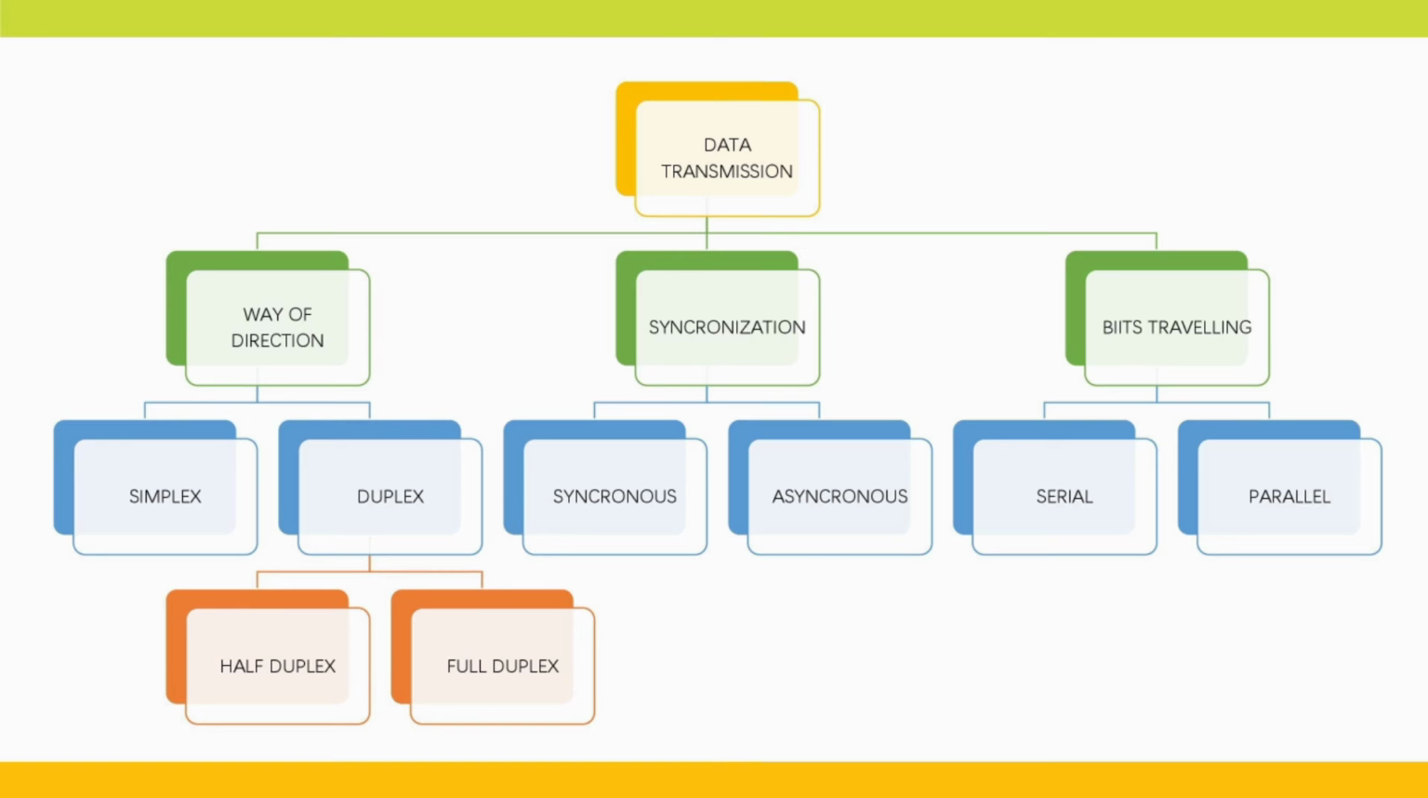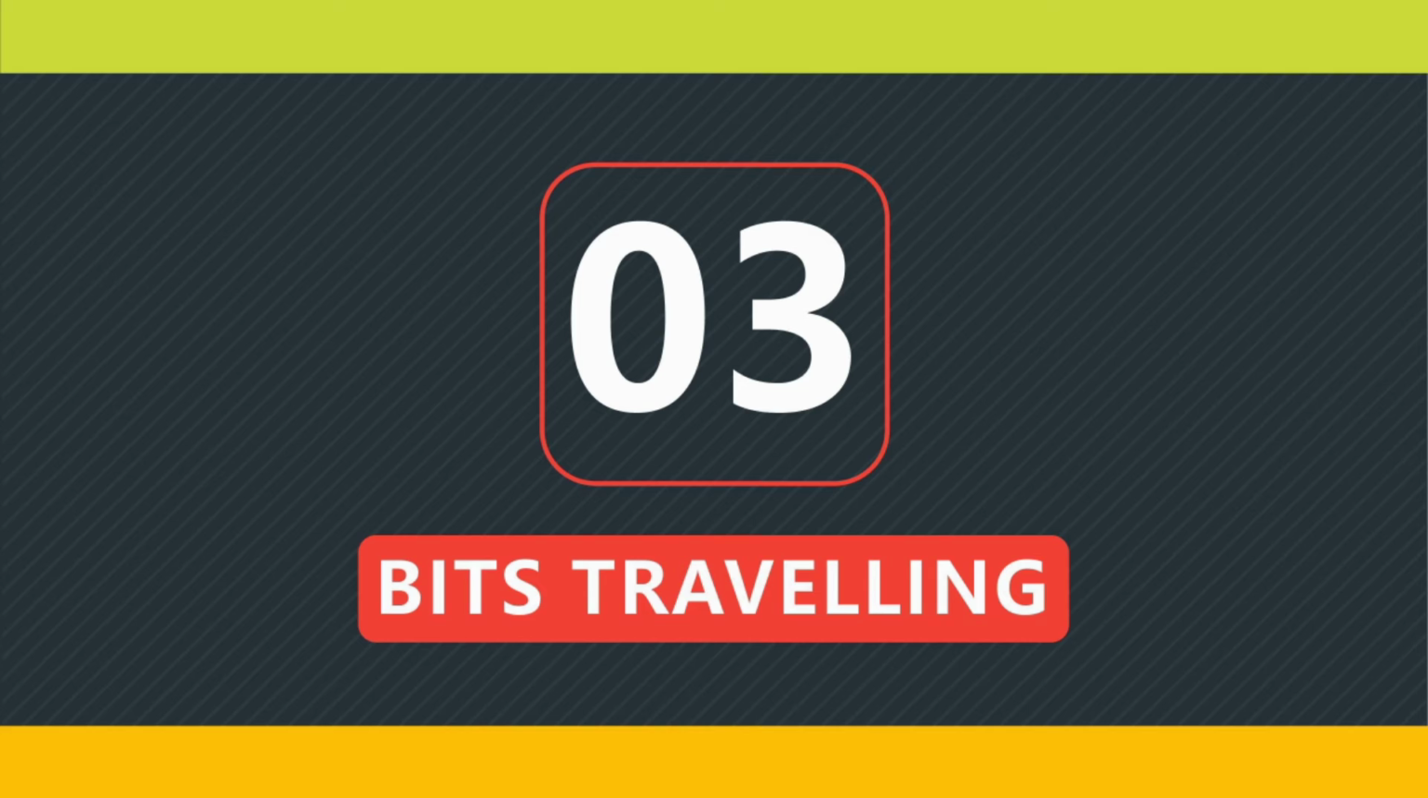Okay, so let's again recall the table of data transmission. The second part was synchronization between devices, and it is further divided into synchronous transmission and asynchronous transmission. Let's start with the third one, that is the number of bits traveling at the same time.